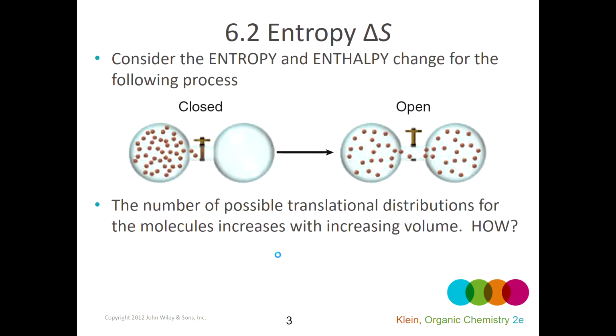So here's an example. I just want to analyze this simple example and think about the entropy change and the enthalpy change that might be occurring. Here I've got a gas trapped in this vessel, and this opening here is closed, so there's no way for the gas to get into this vacuum. At this point, all the molecules are stuck in one specific volume or amount of space.